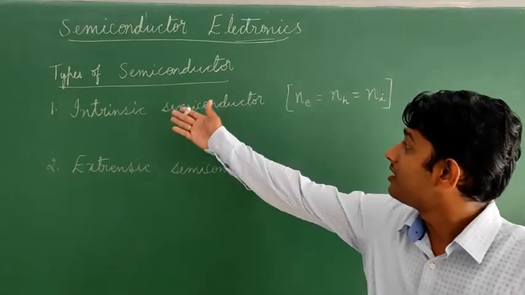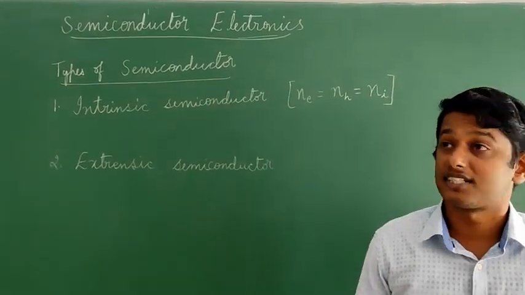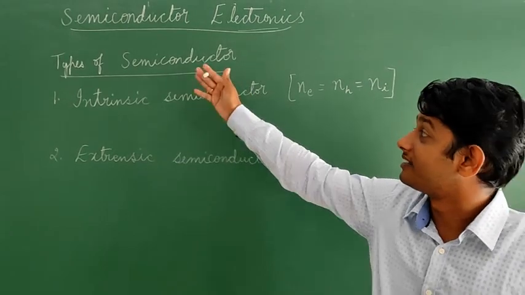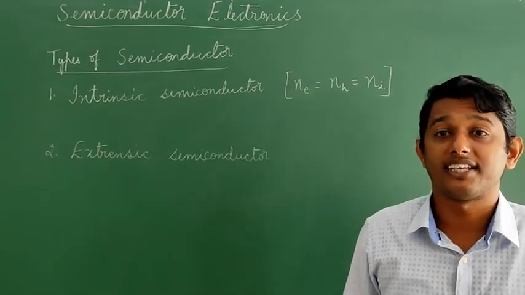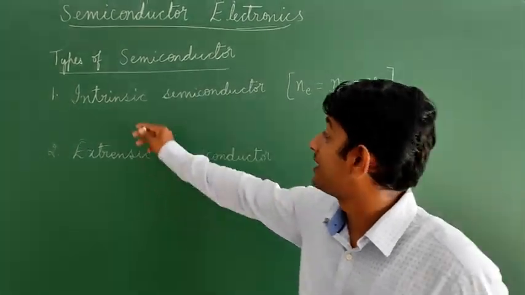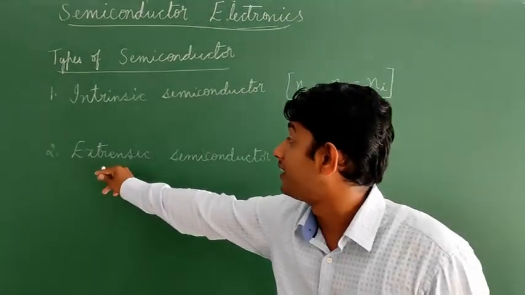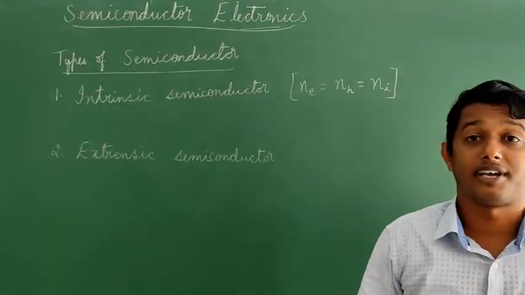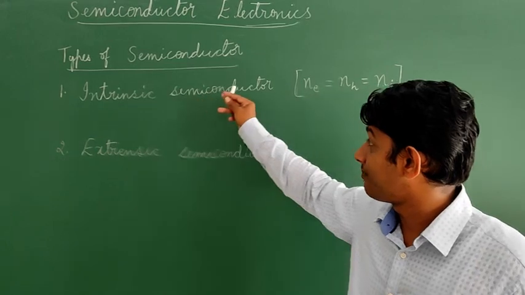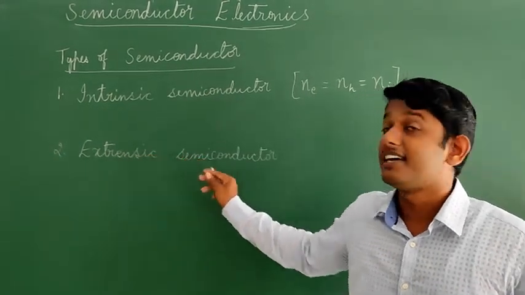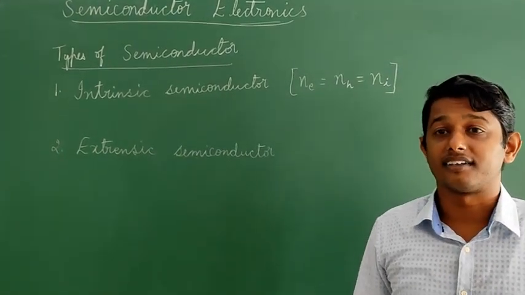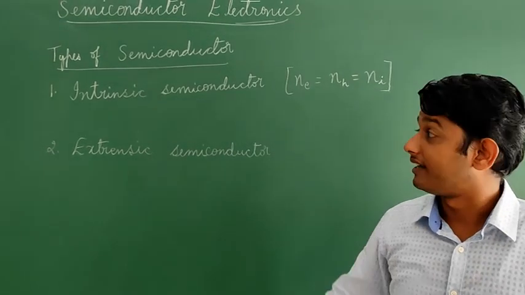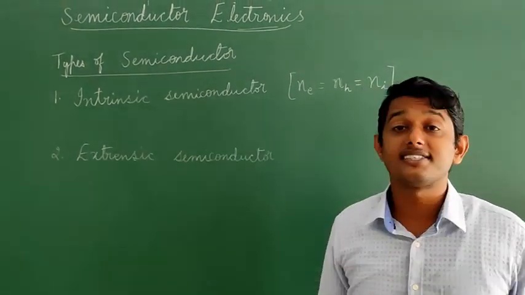The next topic is types of semiconductor. Semiconductors can be broadly classified into two categories: one is intrinsic semiconductor and the other one is extrinsic semiconductor. I'll tell you first about intrinsic semiconductor.